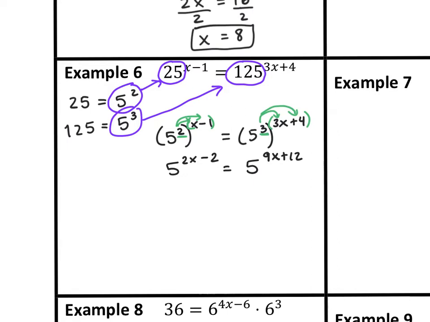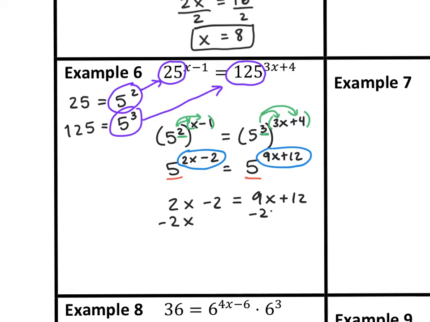So we end up with both sides of the equation having a base of 5. So that means that these exponents are equal to each other. So I can write 2x minus 2 equals 9x plus 12. And then let's solve. So I'm going to subtract 2x on both sides. Bring down the negative 2. 9 minus 2 is 7. Bring down the 12. Then subtract 12.